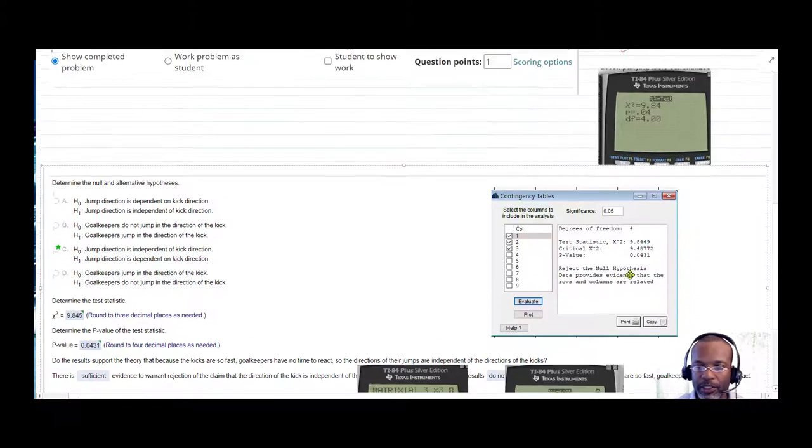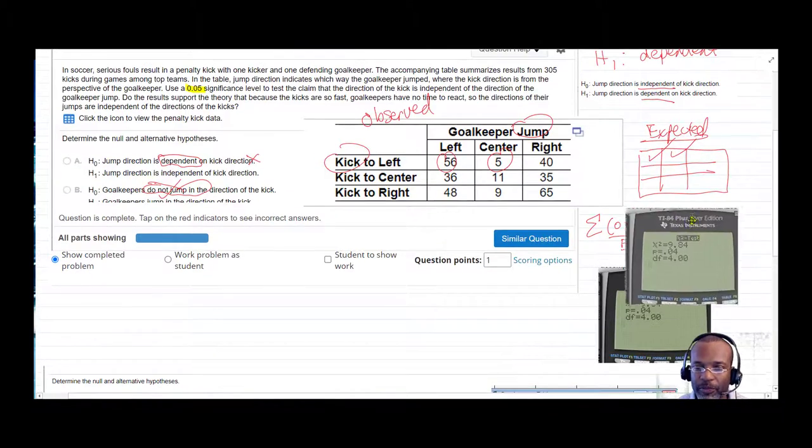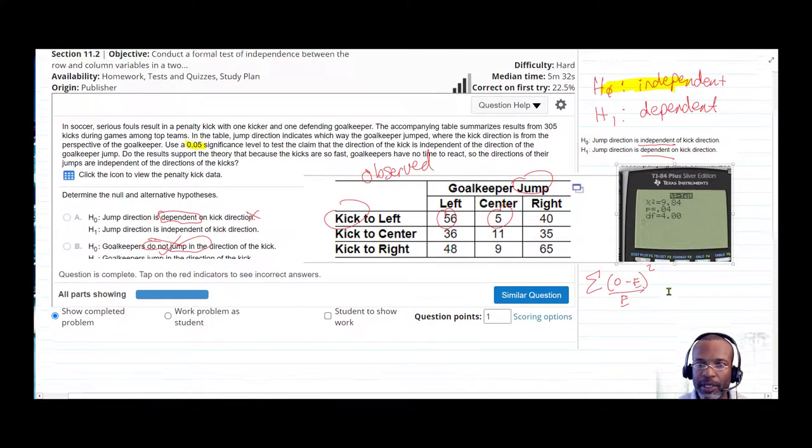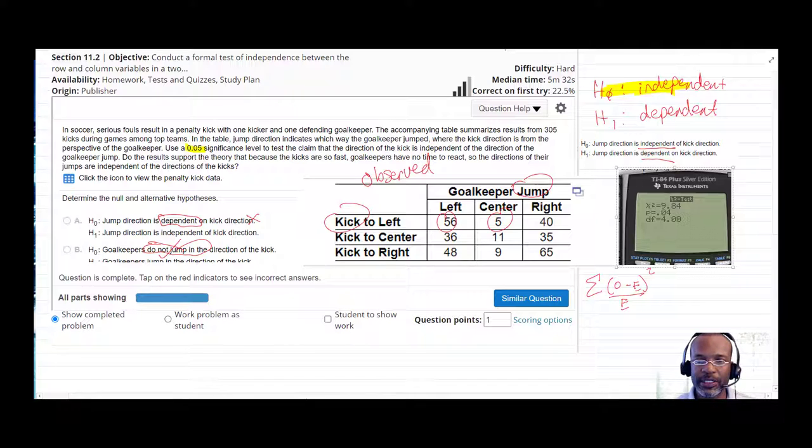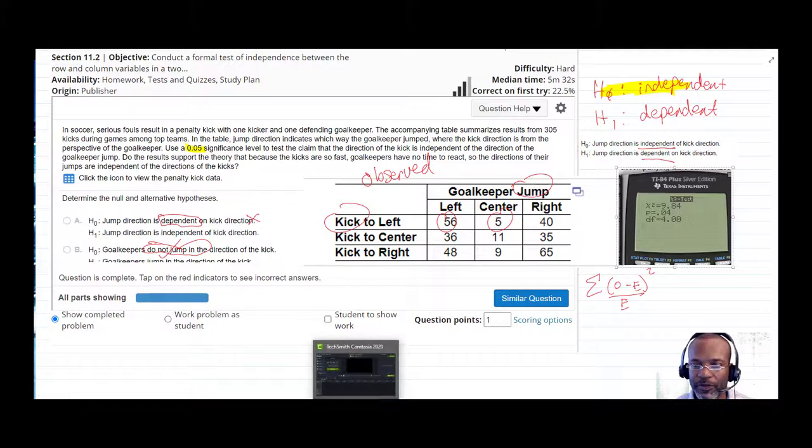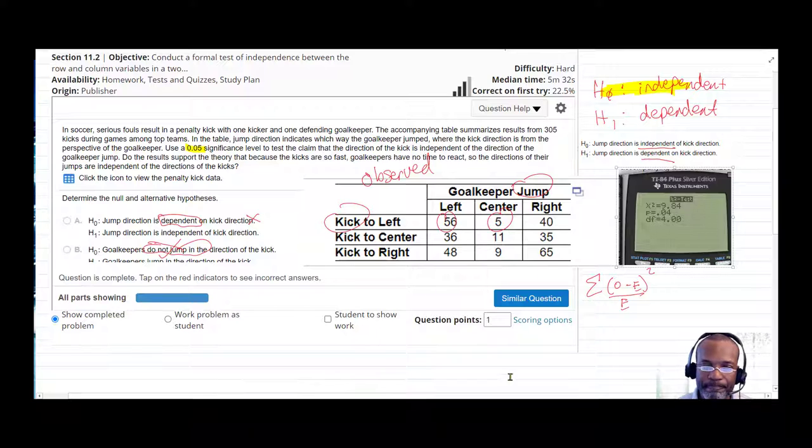Notice that in our calculator we came up with degrees of freedom of 4. And that's coming from degrees of freedom: number of rows minus 1 times number of columns minus 1. This is a 3 by 3, so this is a 3 minus 1 times a 3 minus 1. So degrees of freedom is going to be 4.